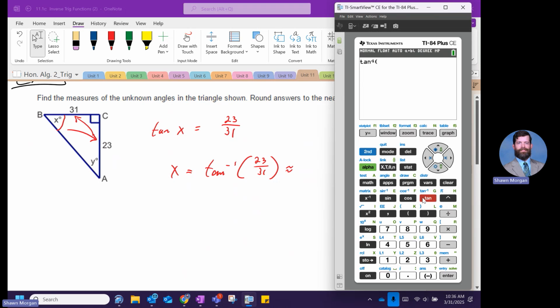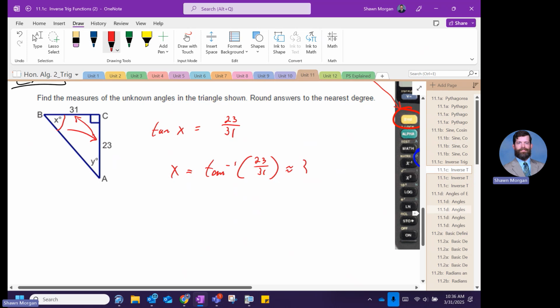Inverse tangent. What mode should I be in? Degree mode. Okay. I know I sound like a broken record, but it's really important, fellas. We've got to have that kind of stuff locked down. 36.6, I'd round to 36.6 degrees.